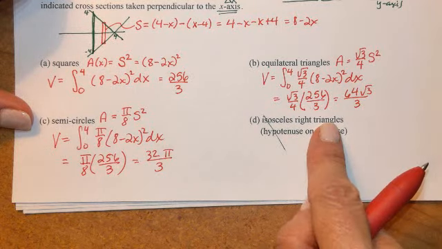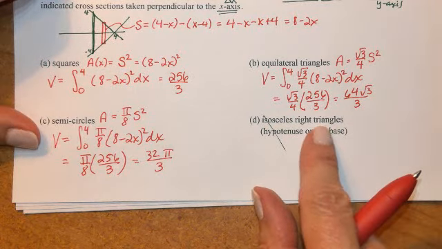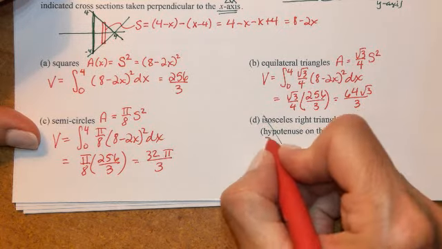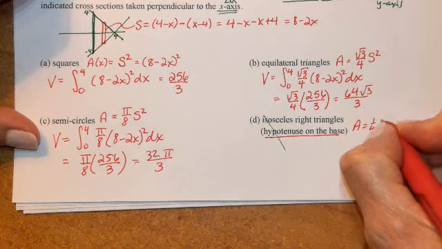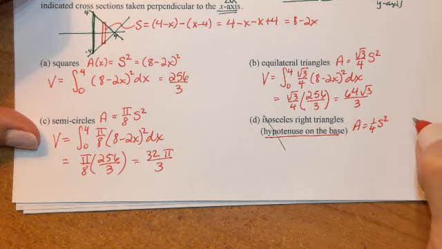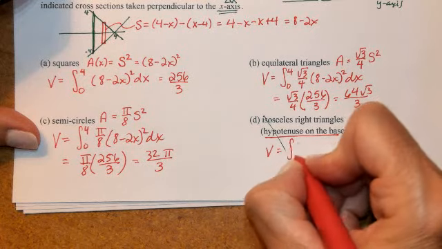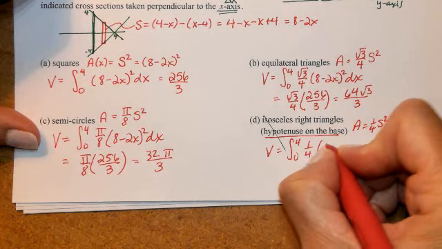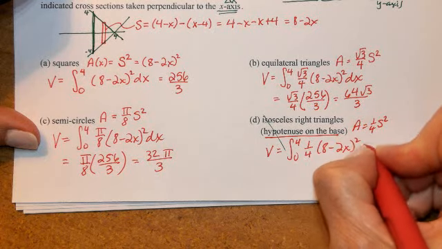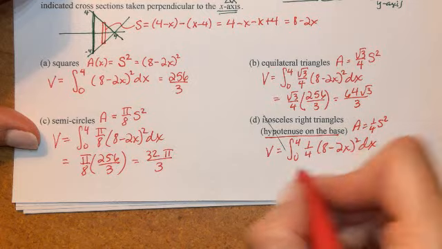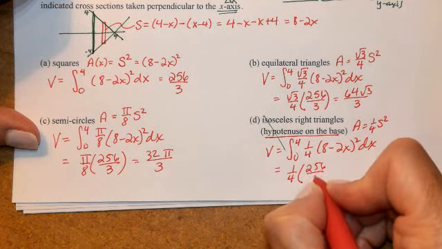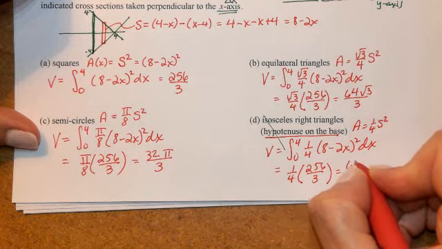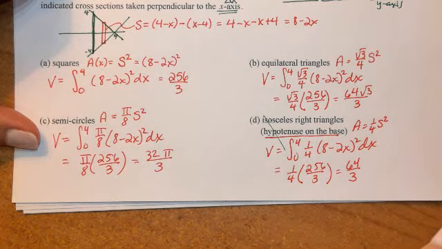Isosceles right triangles. This time the cross sections are isosceles right triangles, hypotenuse on the base. Hypotenuse on the base is that little smaller one, right? So the area is 1/4 s squared. Okay? Volume will be the integral 0 to 4 of 1/4 s squared dx. So our answer will be 1/4 of our very first integral here, which is just 64/3. Not bad. I don't think it's bad.